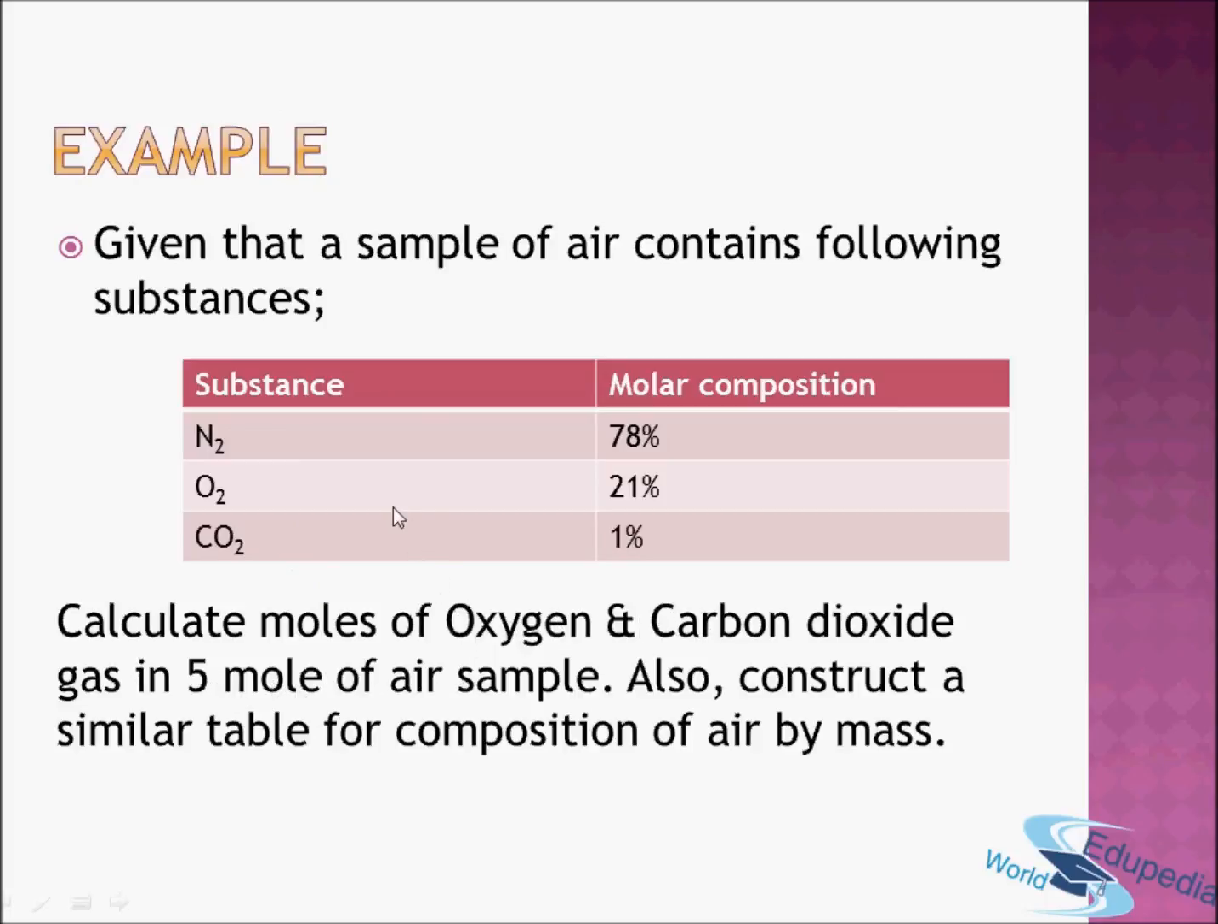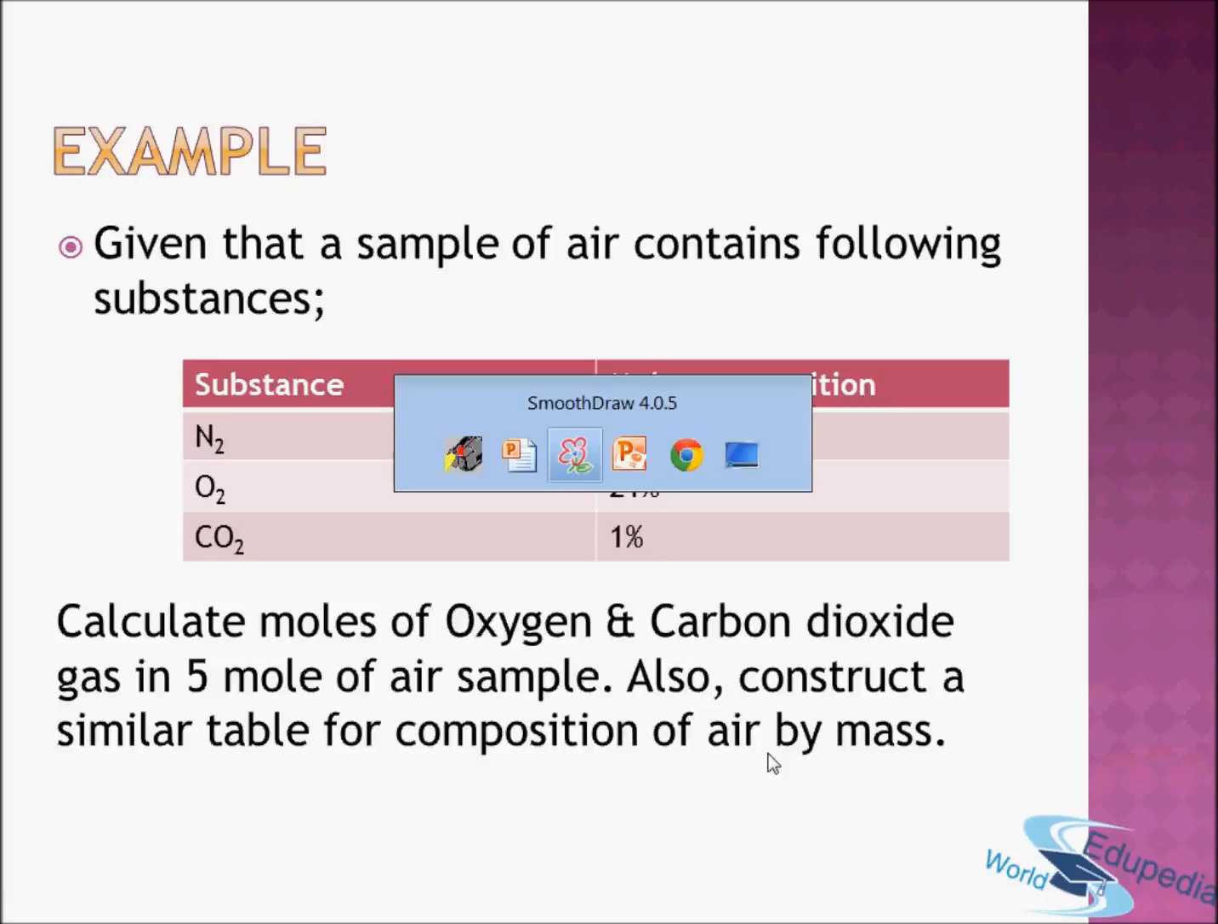So you have to calculate individual moles of oxygen and CO2 given that the total number of moles of your air sample is 5. And then you also have to construct a similar table for the composition of air by mass. So you have to solve two parts. First you have to calculate individual moles, and then instead of molar composition, you have to calculate the mass composition of your air sample. So let's see how we are going to approach this question.